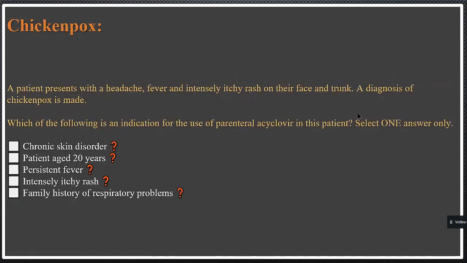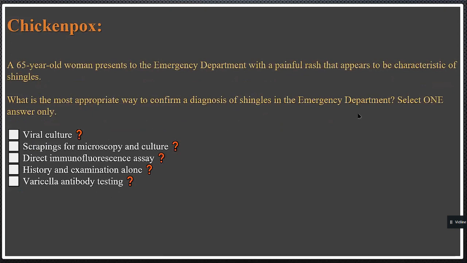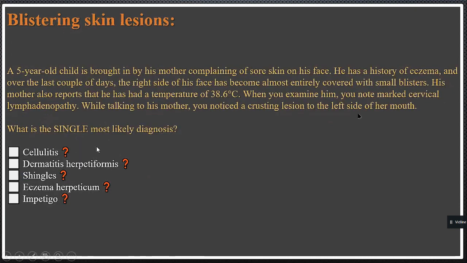Okay. Which of the following is an indication for parenteral acyclovir? Chronic skin disorder, option A. Okay. Most appropriate way to confirm the diagnosis of shingles? History and examination alone, or X-ray and examination? Option D, history and examination. It means it's a clinical diagnosis. Yes. Okay.